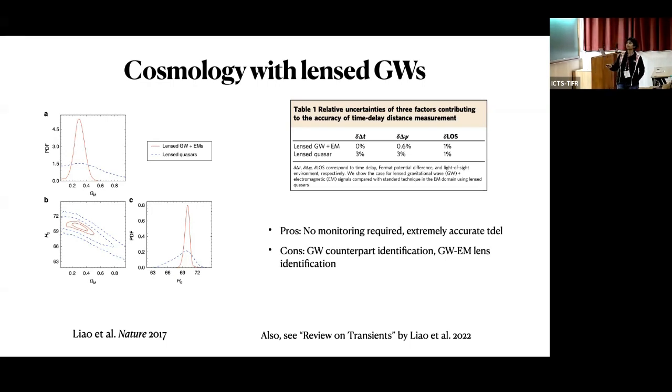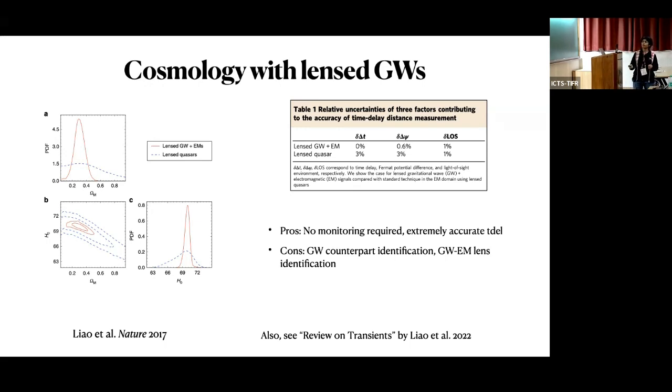For example, they have listed here the various uncertainties in the model. The uncertainties from the mass in the line of sight are going to be very similar for lensed quasars and lensed GWs. But if you look at the uncertainties in the time delay measurements, it's essentially zero, because we have very accurate measurements of the time delays. There is also some improvement one can get in the lens mass model compared to lensed quasars.